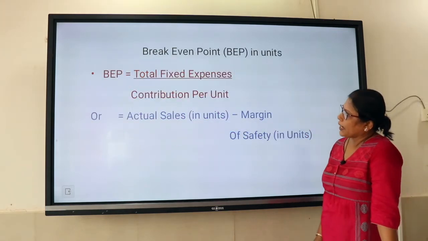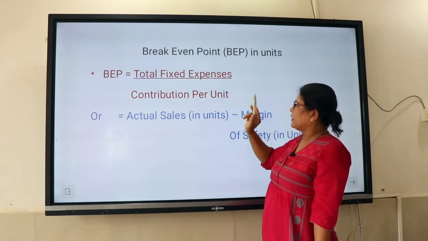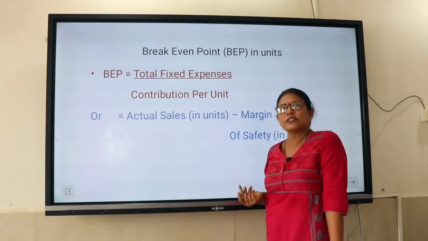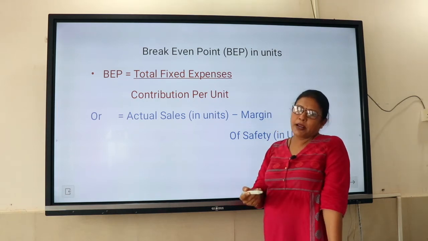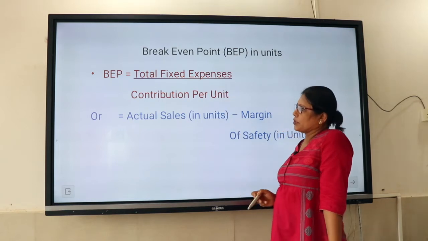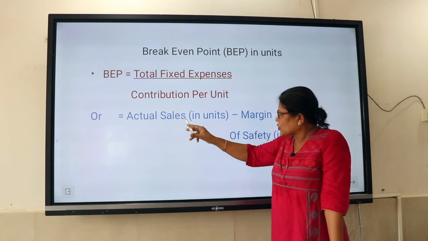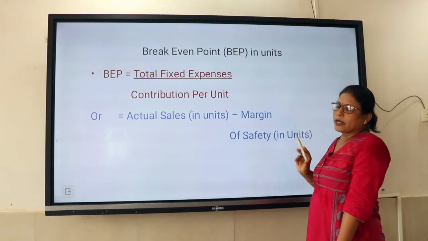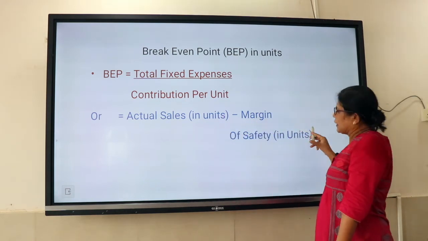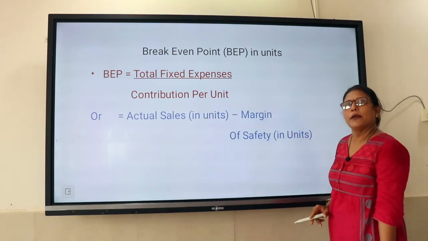How do I calculate? I am supposed to take the first formula, total fixed expenses if it is given, and contribution per unit. So what is contribution per unit? Selling price per unit minus variable cost per unit, that gives me contribution per unit. Or I can also determine it by taking actual sales in units minus margin of safety. If margin of safety is known and actual sales in units is known, I can determine break-even point in units.